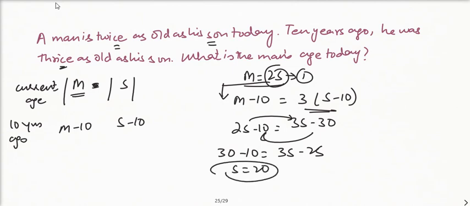So they are asking for the man's age today. The man's age is m, which equals 2s. So the man's age is 40 years.